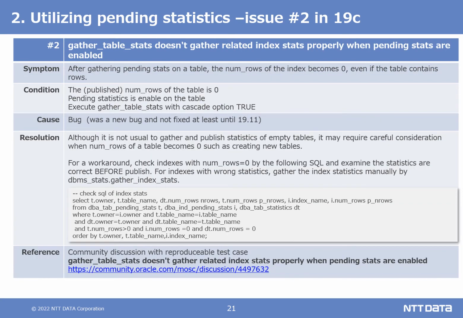The second issue is a bug of the gather table stats procedure with the cascading option. The symptom is that after gathering pending stats on a table with the cascading option, the num rows of the index becomes 0, even if the table contains more than one row. This is a little bit complex issue to explain here, so it may be easier for you to take a look at a test case that reproduces the issue, which I posted on the discussion in My Oracle Support.